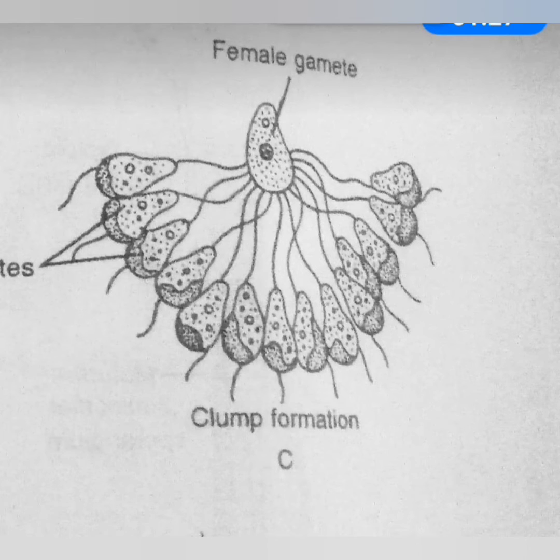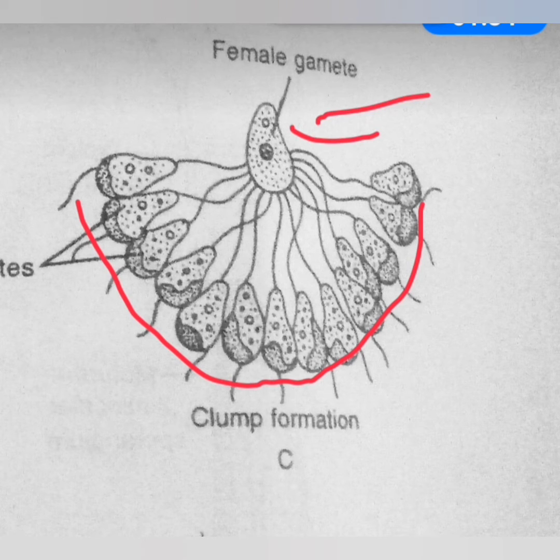You can see these are all the male gametes here. They encircle the female gamete. This one is the female gamete. So they encircle the female gamete, and as you can see, they get entangled by the anterior large flagellum.